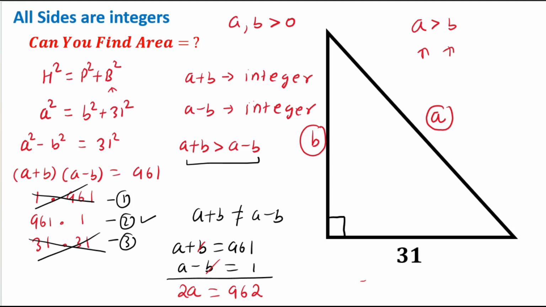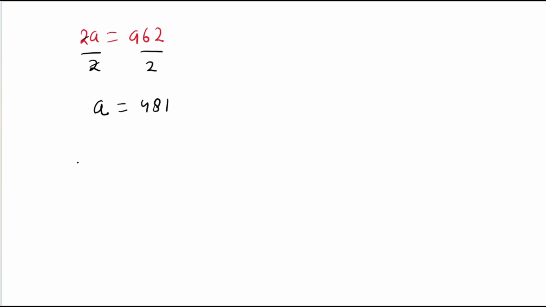We have A minus B equals 1, and we know that the value of A is 481. So A is replaced by 481, minus B equals 1. Then if we take the 1 to the left hand side, this is minus 1, and this equals minus B. If we take it to the right hand side, then the value of B is 480.